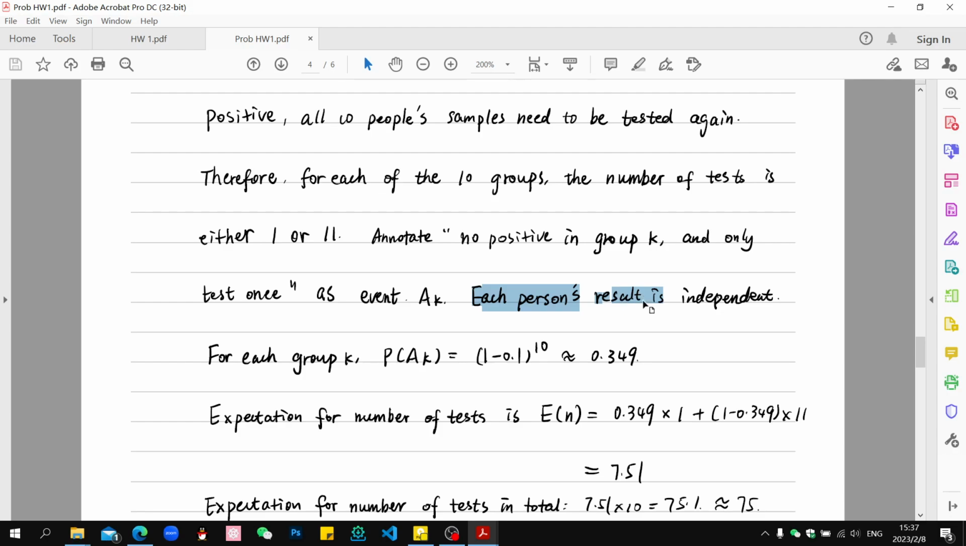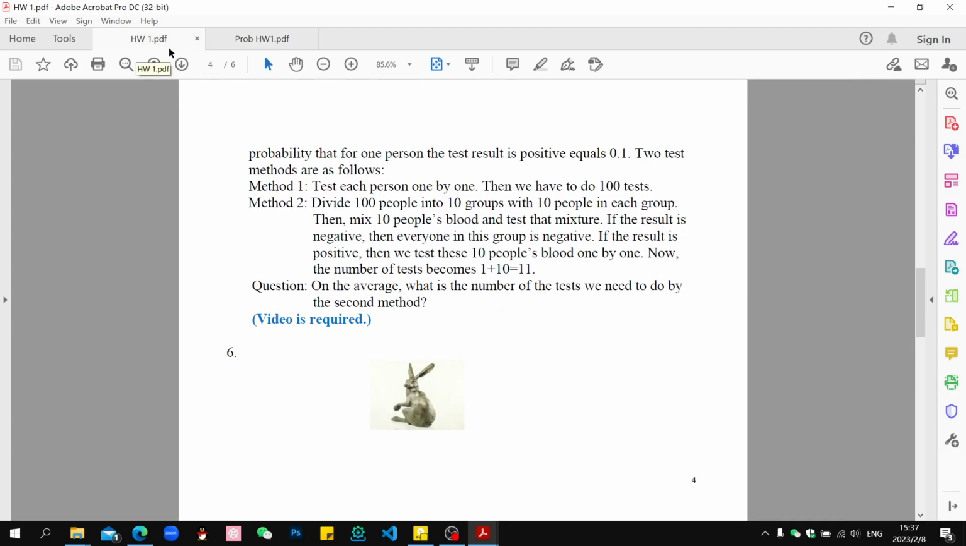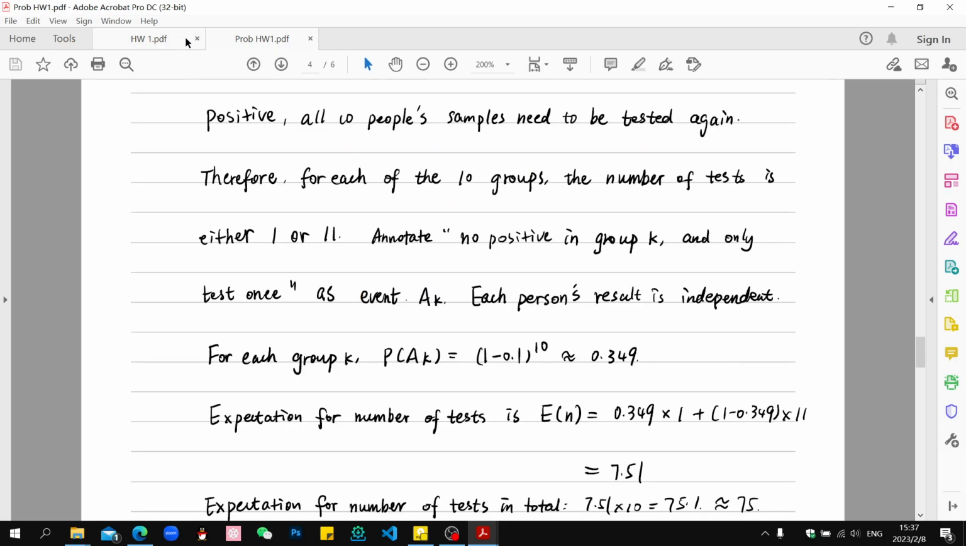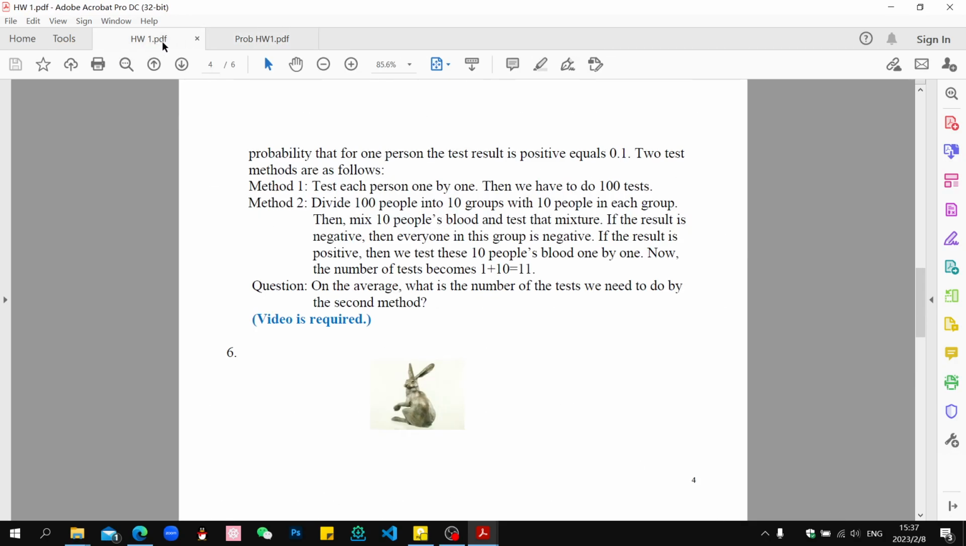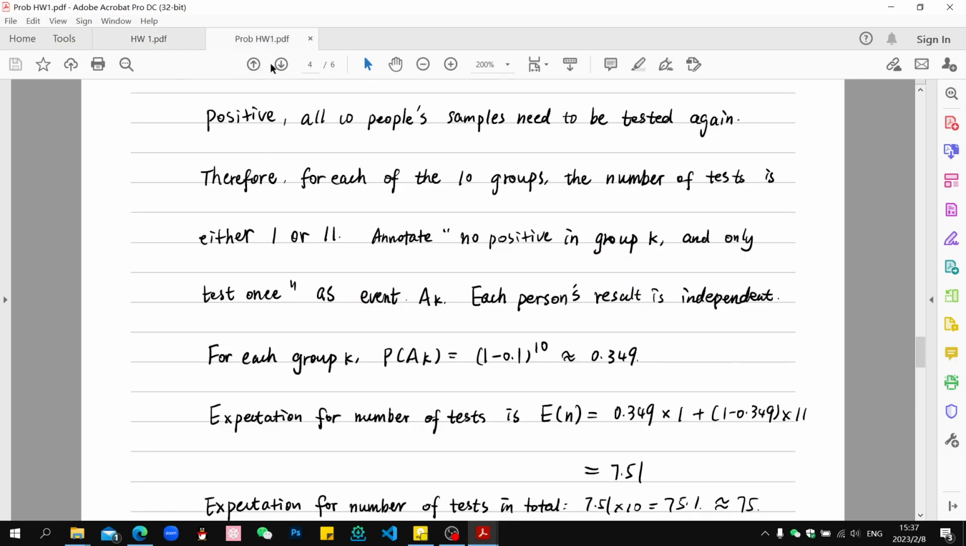Each person's result is independent because we are making this assumption by default. Normally they are just random samples, and we don't have any information as to the disease itself, say how it is spread out or how everyone is infected. So we are assuming that each person's result is independent. They're independently getting sick or getting infected. That is better for calculation.